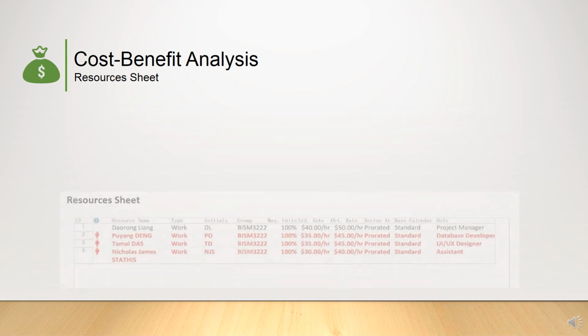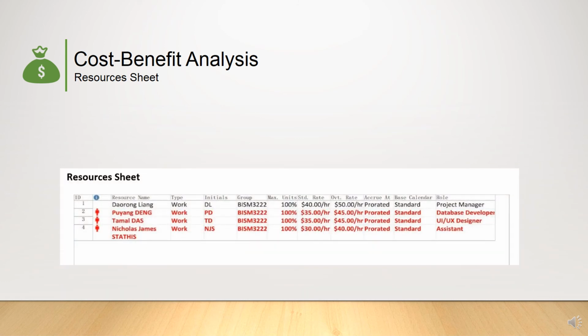Shown here is a resources sheet identifying the rates of each employee and the role they are allocated in the system. The total cost is $44,320 and the total hours to be built is 1,252 hours.